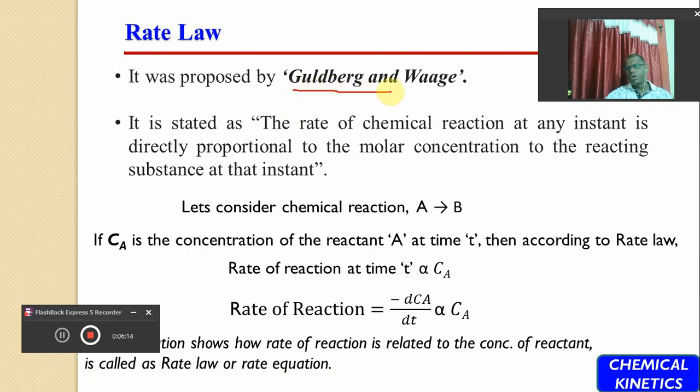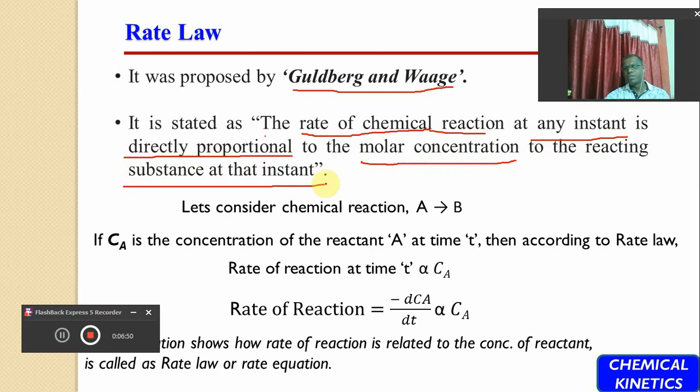Dear friends, this rate law was proposed by two scientists, Guldberg and Waage, and it can be stated simply as: the rate of chemical reaction at any time, it means at any instant, is always directly proportional to the molar concentration of the reactant, or the molar concentration of the reacting substance, at that instant.